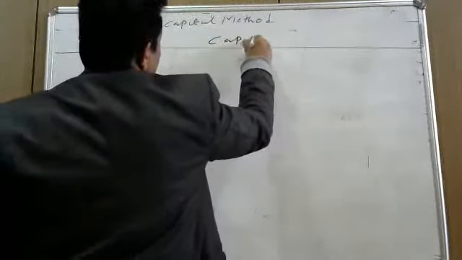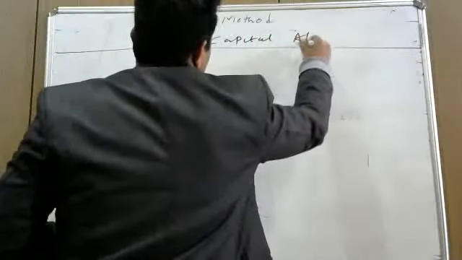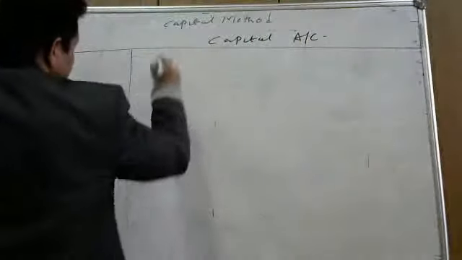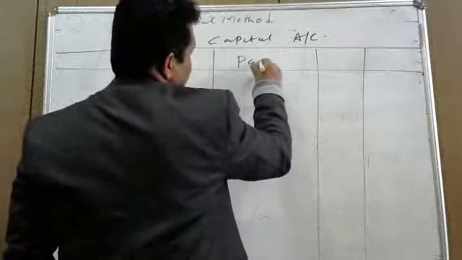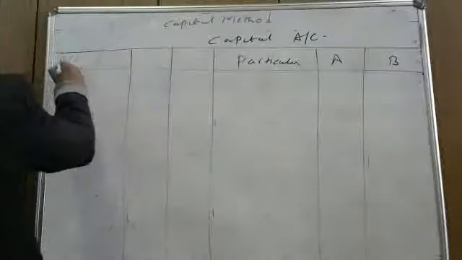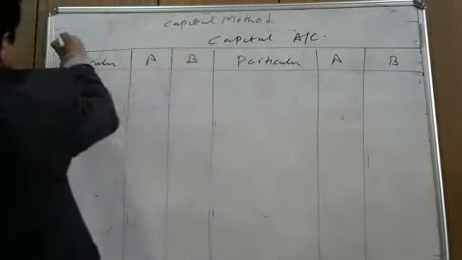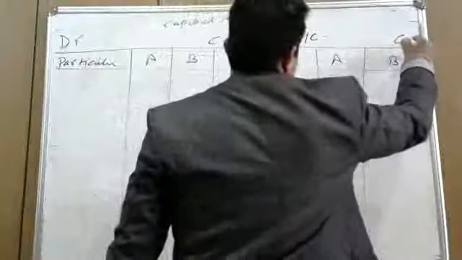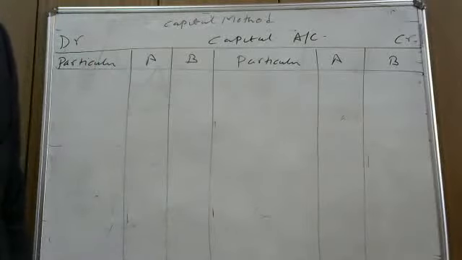Now capital account under fluctuating capital method. Formula is same. Capital account, particular, A, B, particular, A, B, debit side, credit side. It all remains the same. How do we make fluctuating capital account?